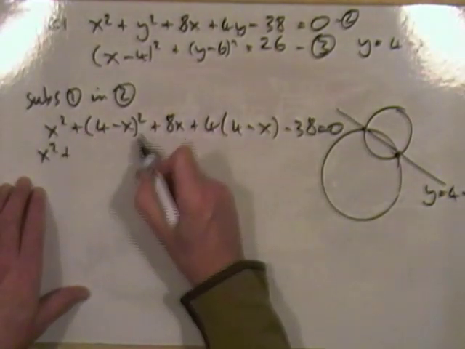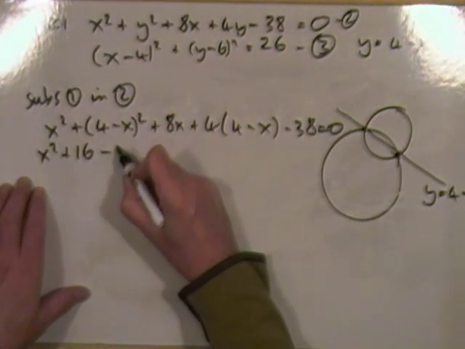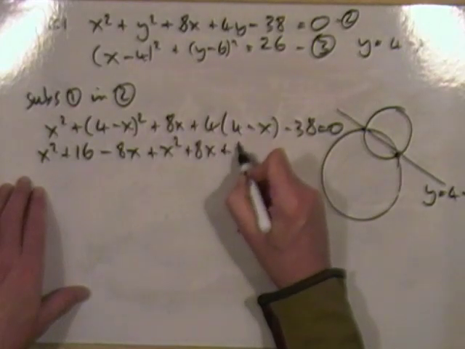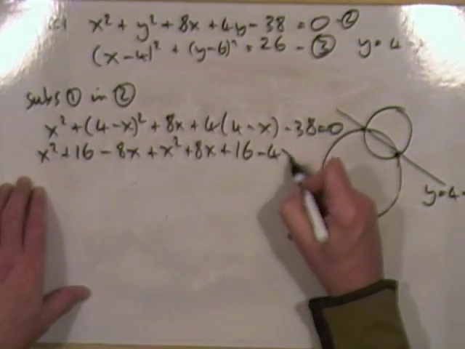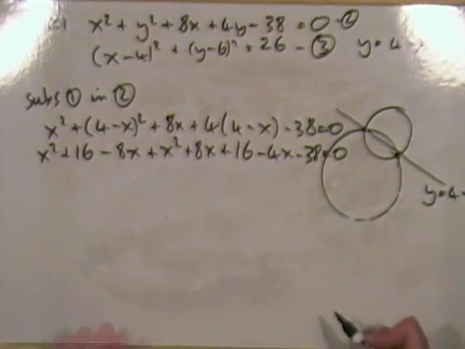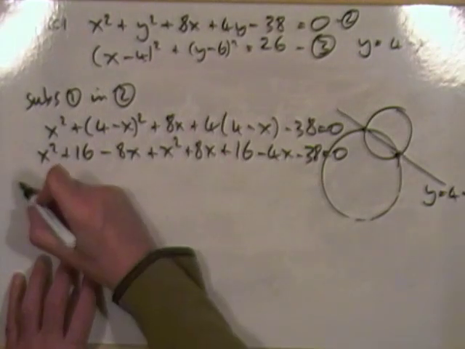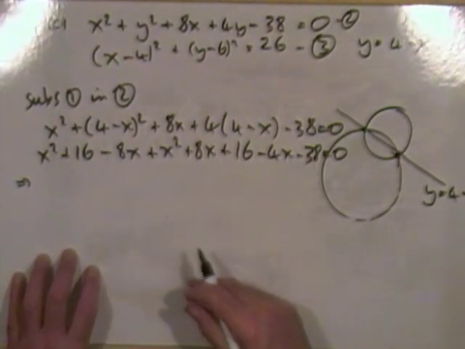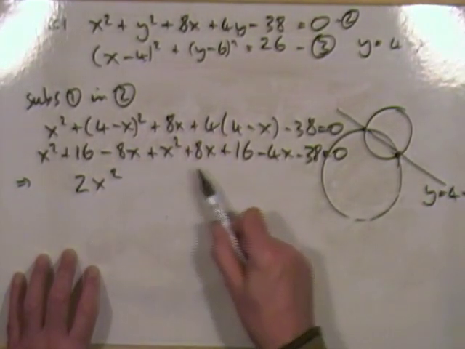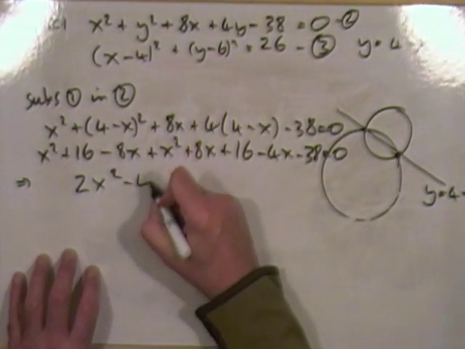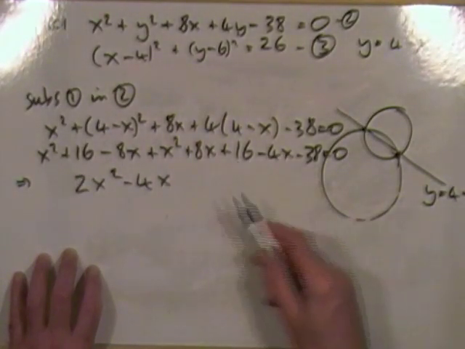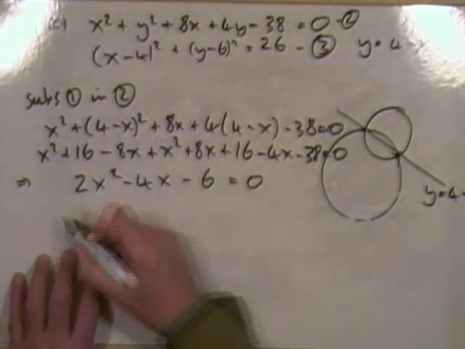x squared plus, square a bracket, square the first, twice the product, square the last, plus 8x. Multiply the bracket, plus 16, minus 4x, minus 38, whoops, sorry, circle, equals 0. Then that's just going to reduce to a quadratic. There's only 3 different types of terms. So gathering them up, I've got 2x squareds, minus 8 plus 8, well that's very handy, minus 4x. And then for the numbers, I've got 16, 16, that's 32 minus 6, equals 0.